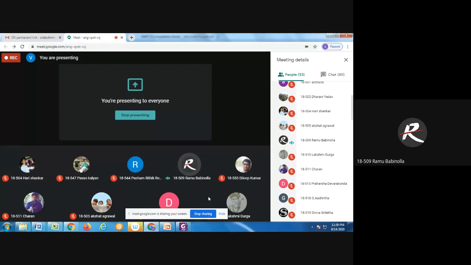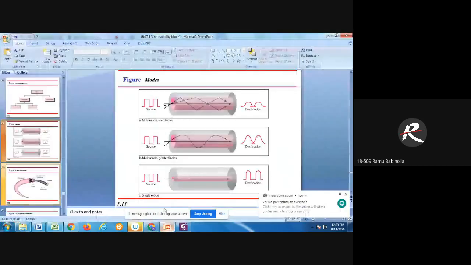Ma'am, what is the difference between step index and graded index? Both have multiple data lines. In graded index, only one beam you are sending. See here, a single beam you are sending. In step index, how many beams are you sending here? Three. But here, you are sending only one beam.